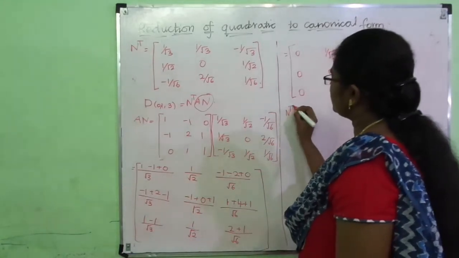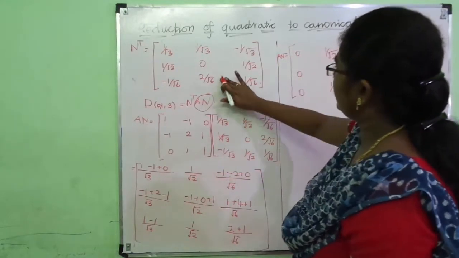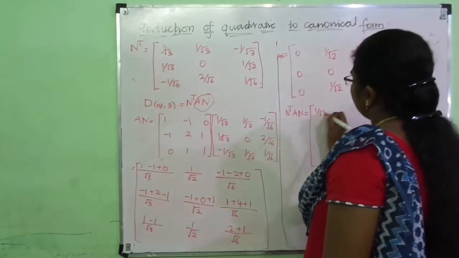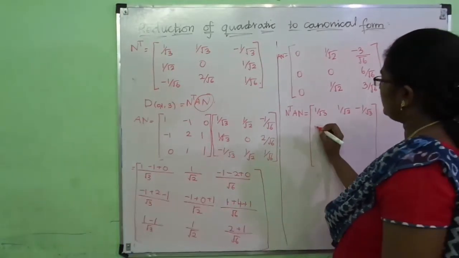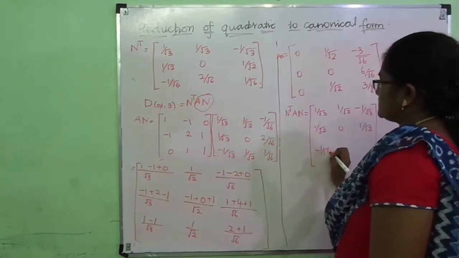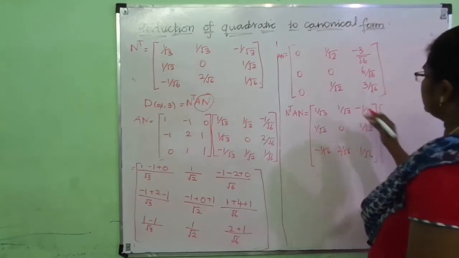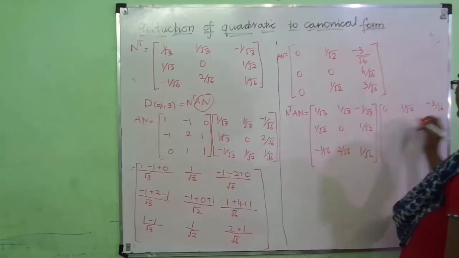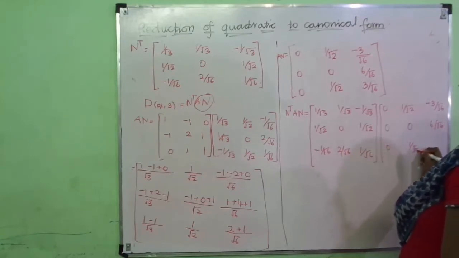Next, N transpose AN. This is AN. Now we are going to multiply the N transpose with this AN. N transpose value is here. First row, 1 by root 3, 1 by root 3, minus 1 by root 3. Second row, 1 by root 2, 0, 1 by root 2. Third row, minus 1 by root 6, 2 by root 6, 1 by root 6. The AN matrix: 0, 1 by root 2, minus 3 by root 6, 0, 0, 6 by root 6, 0, 1 by root 2, 3 by root 6.